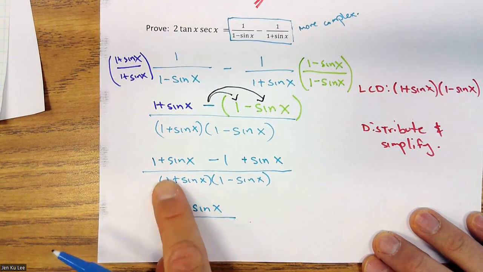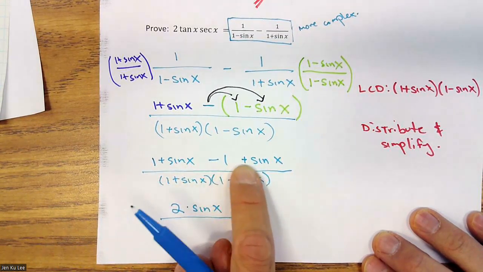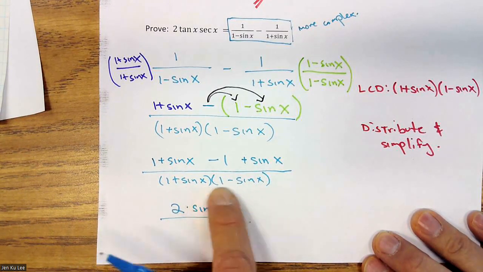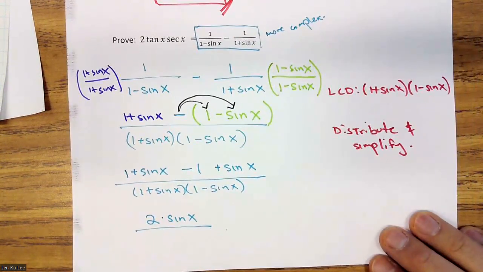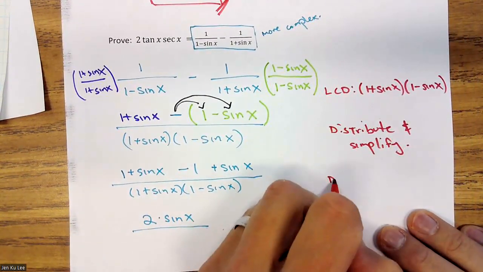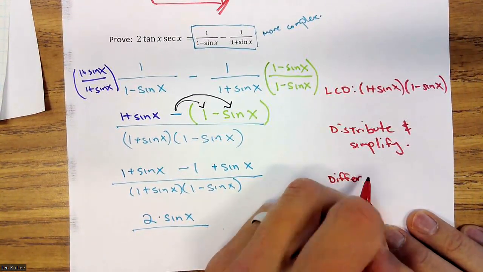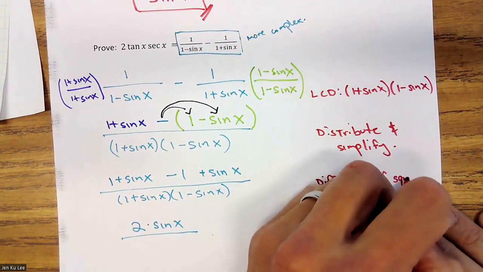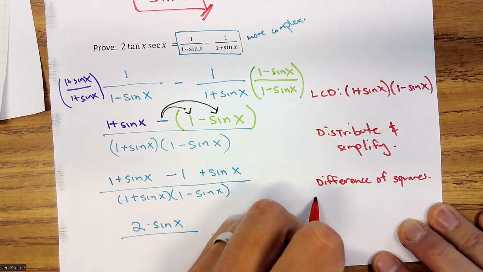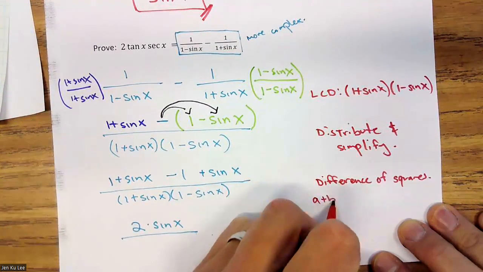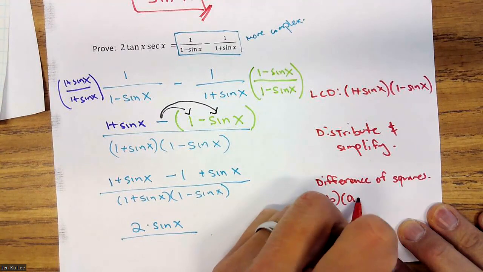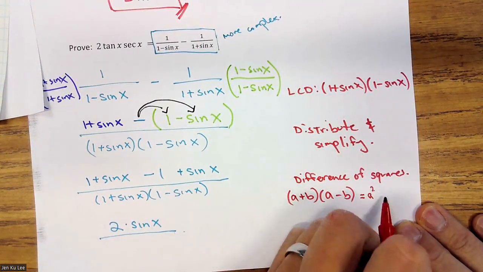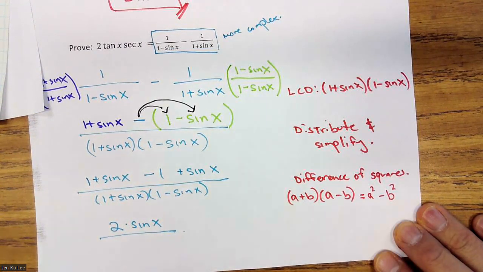Now, do you notice something in my denominator? They are actually a difference of squares, okay? And remember, the difference of squares is actually a plus b times a minus b. That will always break down into a squared minus b squared.